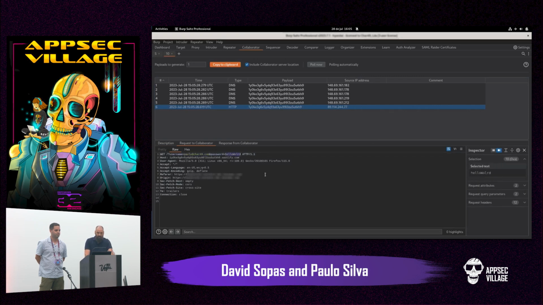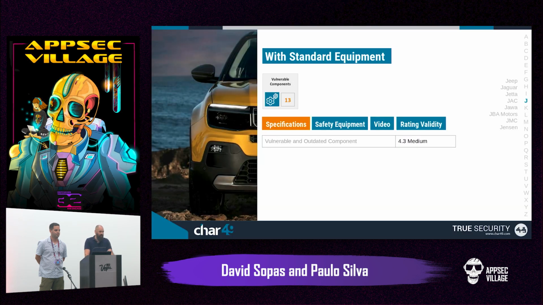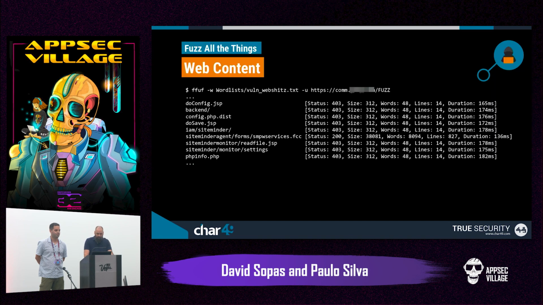So with the impact proof, they fixed it. Otherwise, they would probably have treated it as a UI redressing issue, and no one cares. So let's move on to another manufacturer. And you may be asking yourselves, why didn't you fuzz to find new endpoints? We did it.